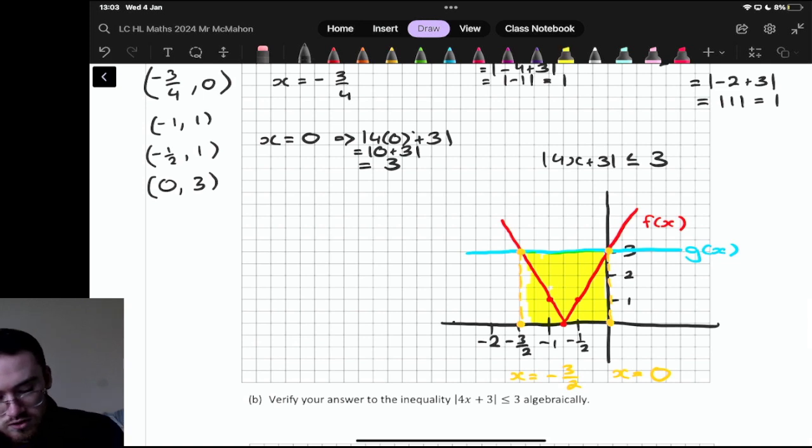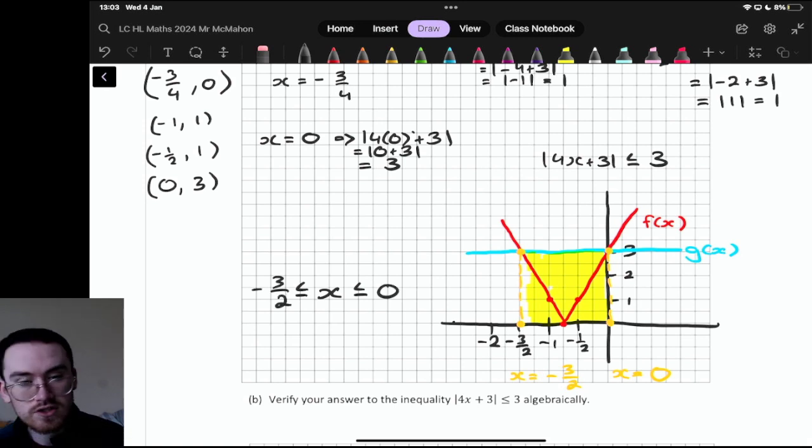So our answer is going to be one of these inequalities where it's between two values. So from minus 3 over 2 all the way up to 0, our modulus equation is less than or equal to 3. So that's what we're estimating from the graph.